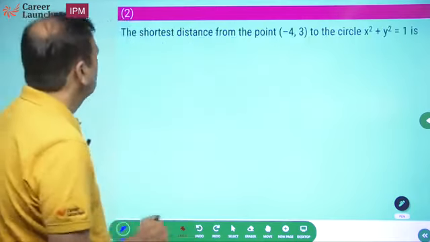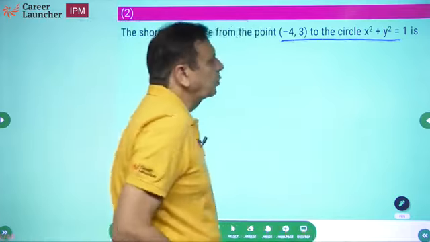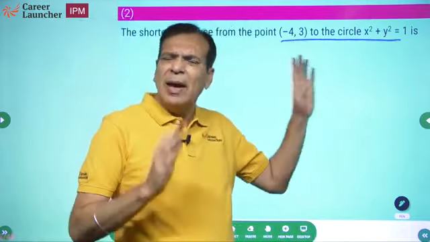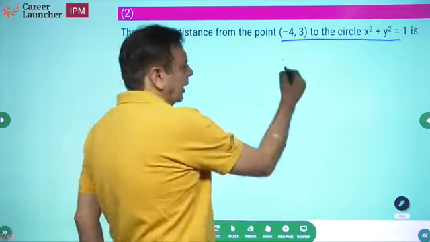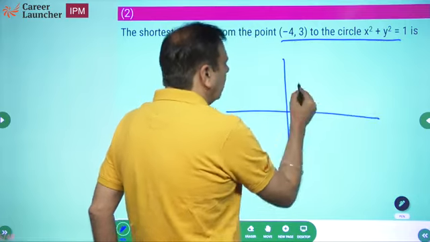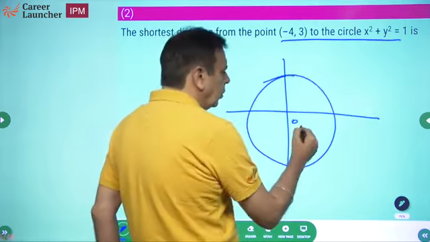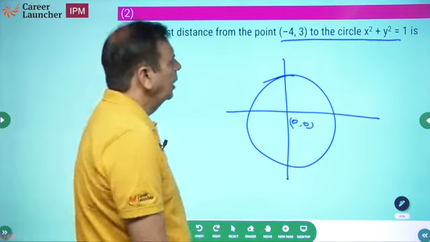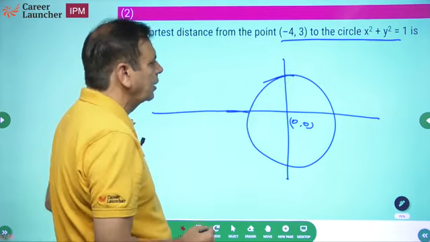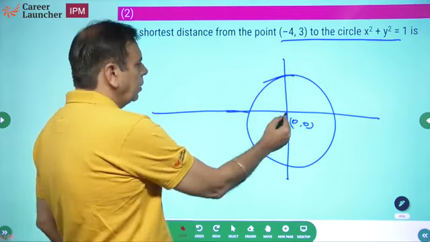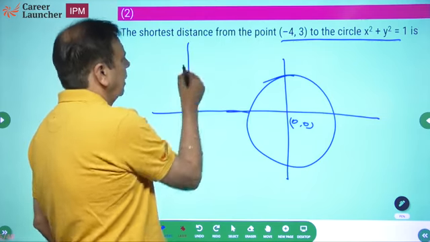Next question. Shortest distance from the point (-4, 3) to the circle x square plus y square equal to 1. x square plus y square equal to 1 का मतलब center 0 0 है. पहले figure बनाएंगे फिर बात करेंगे. I'm sure by now you know when it comes to geometry I want to draw the figure. 0 0. Okay. And we need to find the distance between the point (-4, 3) and x square plus y square equal to 1. Okay, where is (-4, 3)? X minus 4, y plus 3.